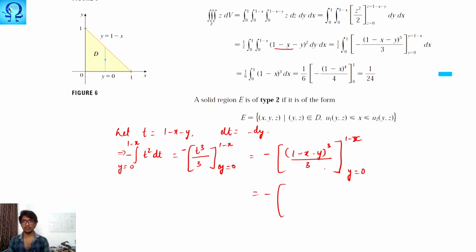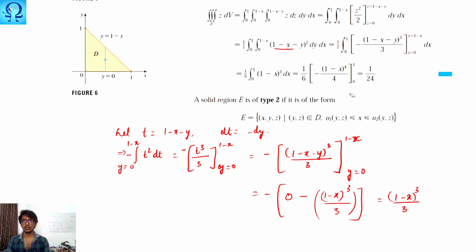So it is minus, and in the place of y you will have to substitute 1 minus x. When you substitute 1 minus x, this quantity is 0. Then minus, when you substitute y, you are going to have (1 minus x) whole cube upon 3. So this minus and minus gets cancelled. So finally you have (1 minus x) whole cube upon 3. That you will have to plug here.